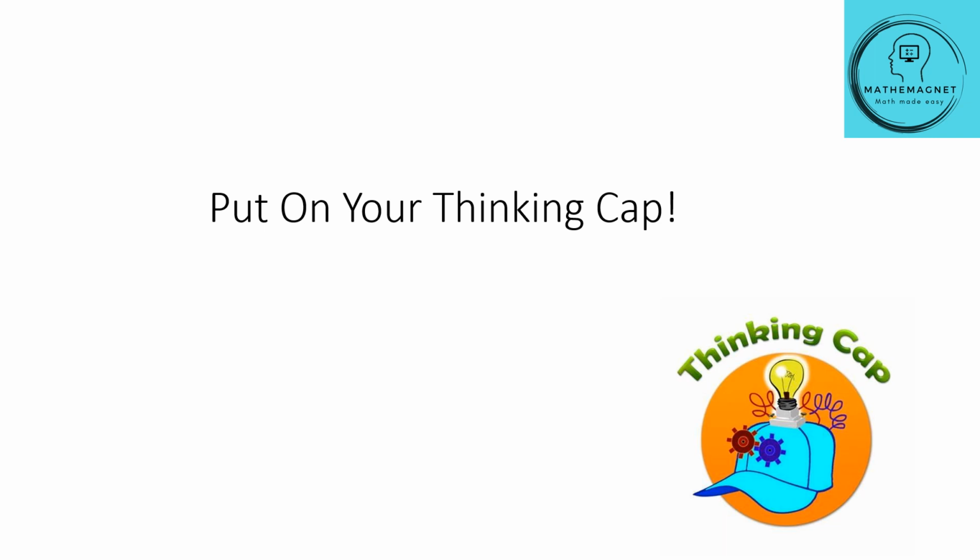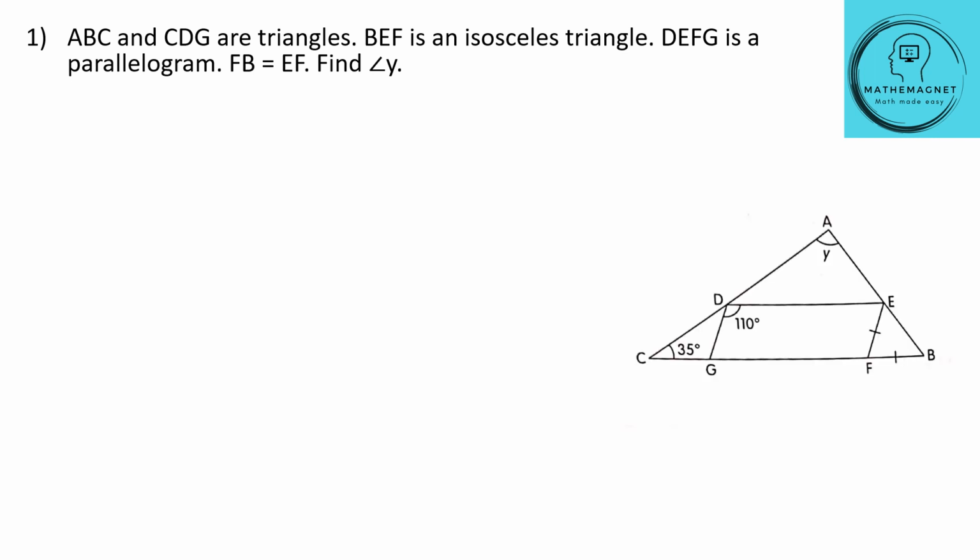Now let's solve some put on your thinking cap questions. Question number 1. ABC and CDG are triangles. BEF is an isosceles triangle. DEFG is a parallelogram. FB equal to EF. Find angle Y.